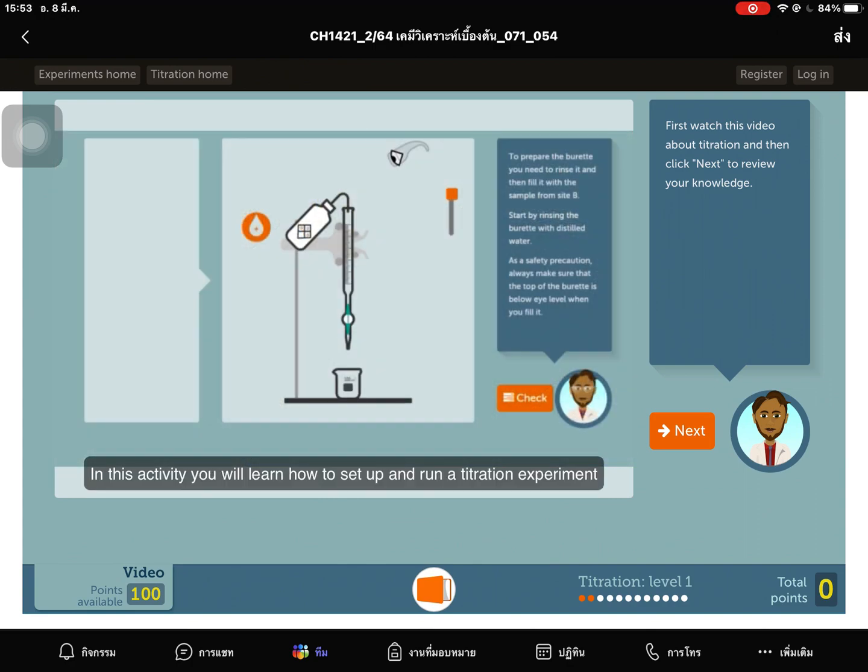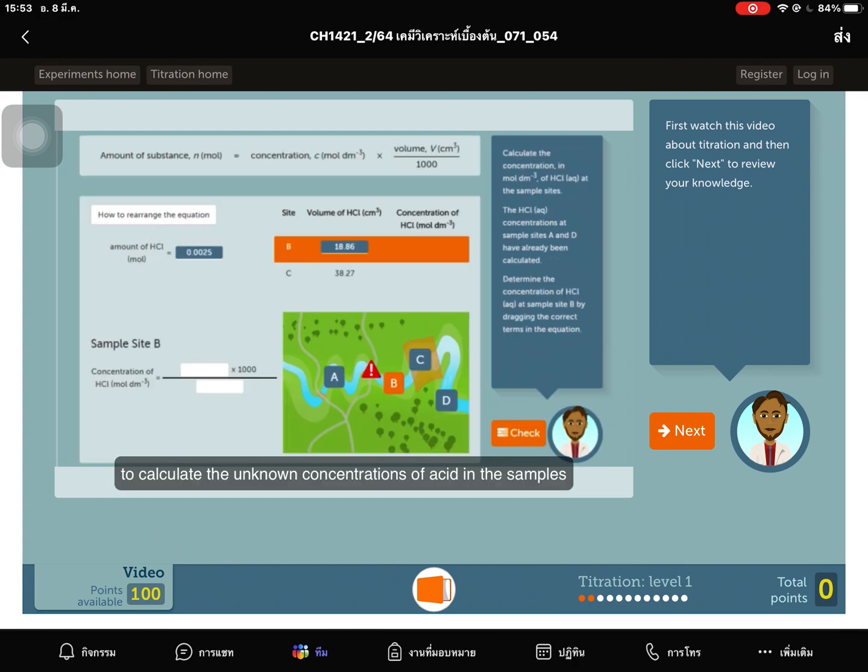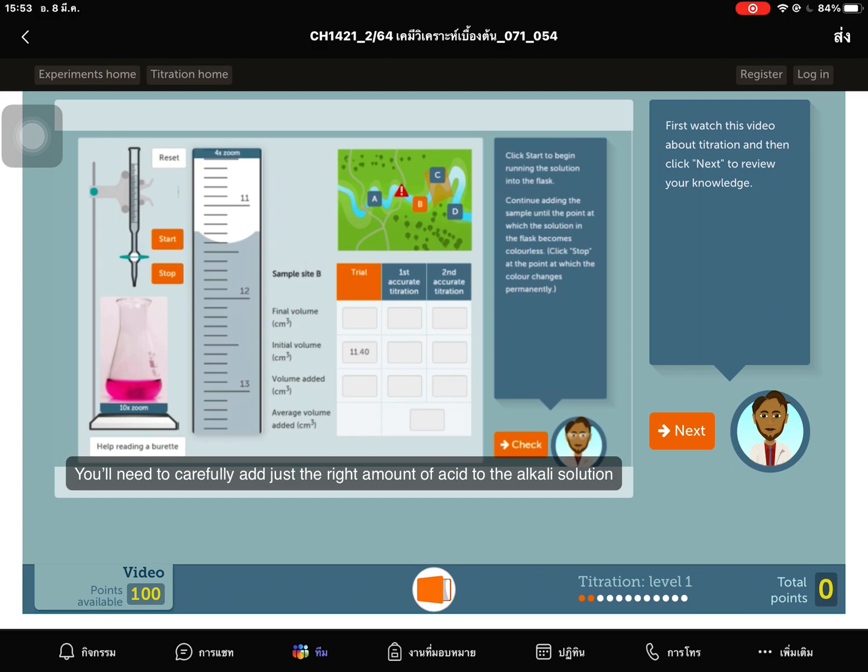In this activity, you will learn how to set up and run a titration experiment to calculate the unknown concentrations of acid in the samples collected from the contaminated river. You'll need to carefully add just the right amount of acid to the alkali solution to reach the neutralization point and judge when the indicator colour changes.